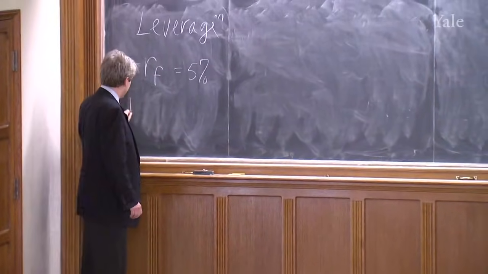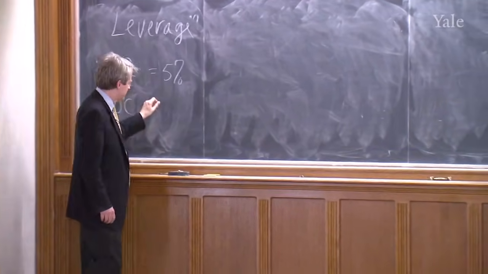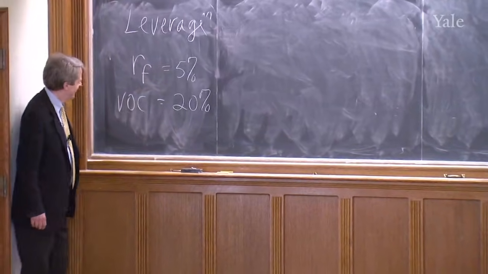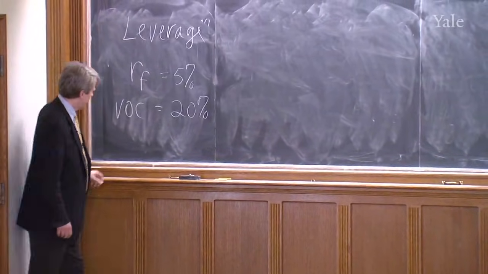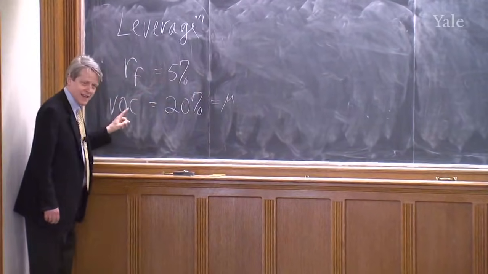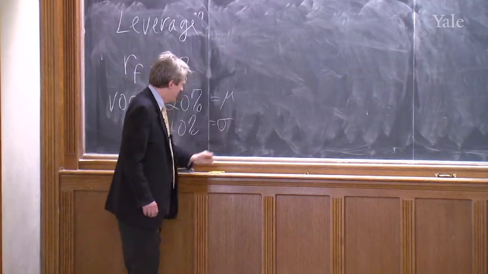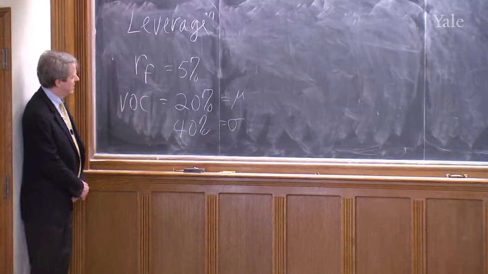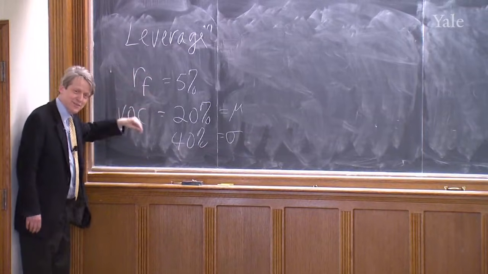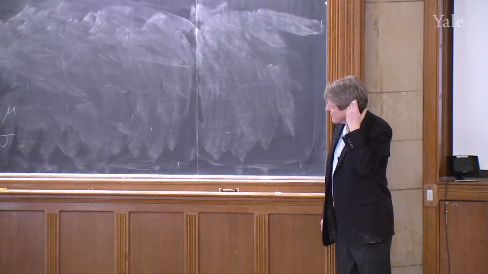And let's say VOC, the Dutch East India Company, has had a historic average return of 20%. This is a spectacular investment, all right? So that's its mean. It's mu, the mean of the investment. But let's say it's really risky, so the standard deviation is 40%. All right? So what can I do? Suppose I have only, let's do the simple problem first, okay? I have only one asset, VOC, and I have riskless debt.